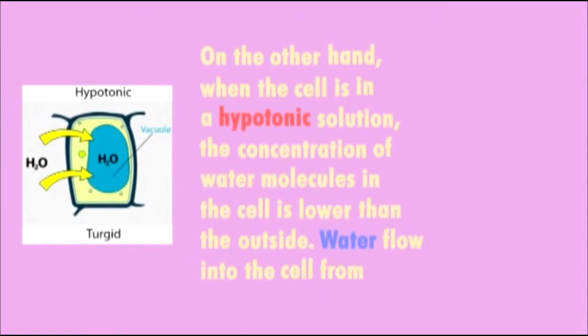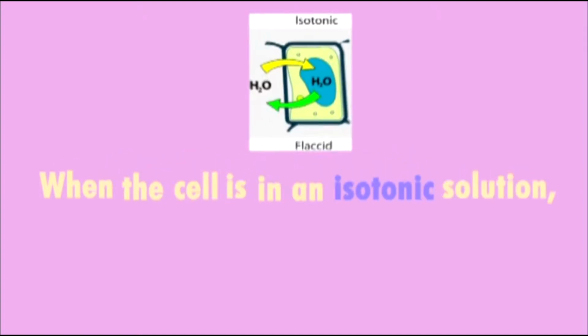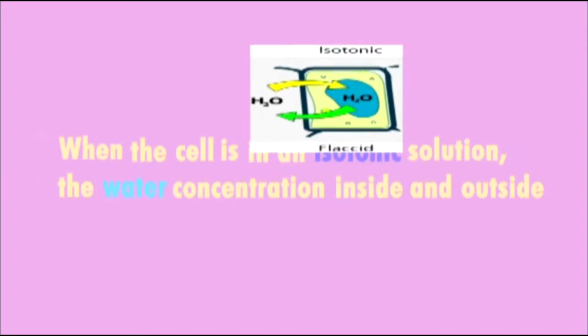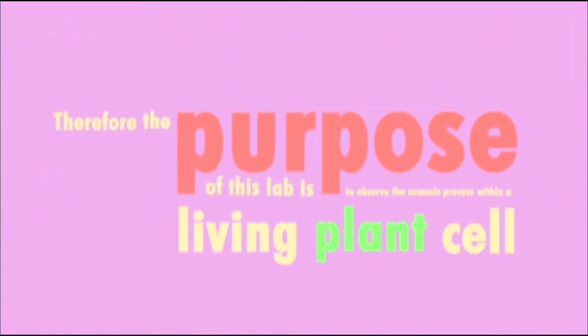Water would flow into the cell from outside so that the cell would experience a net gain of water. When the cell is in an isotonic solution, the water concentration inside and outside the cell is the same, which results in water flowing in and out of the cell equally. Therefore, the purpose of this lab is to observe the osmosis process within a living plant cell.